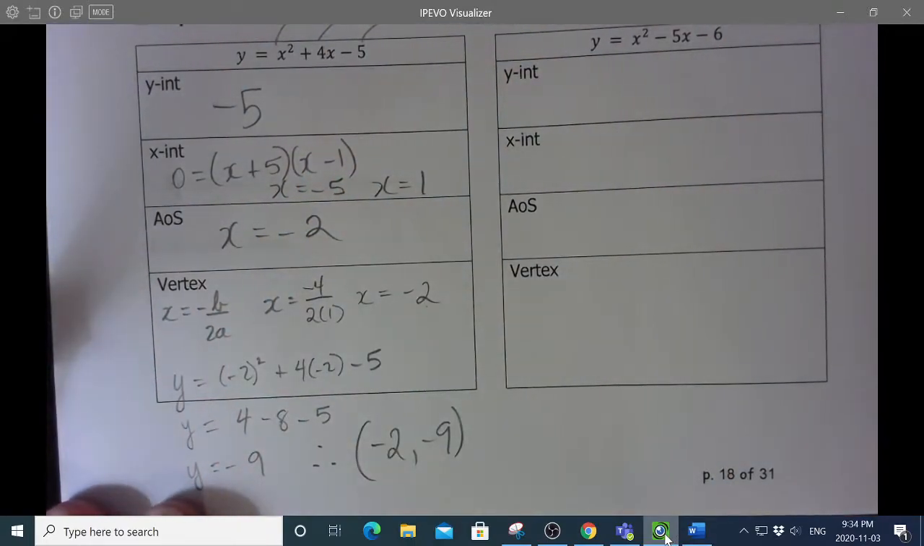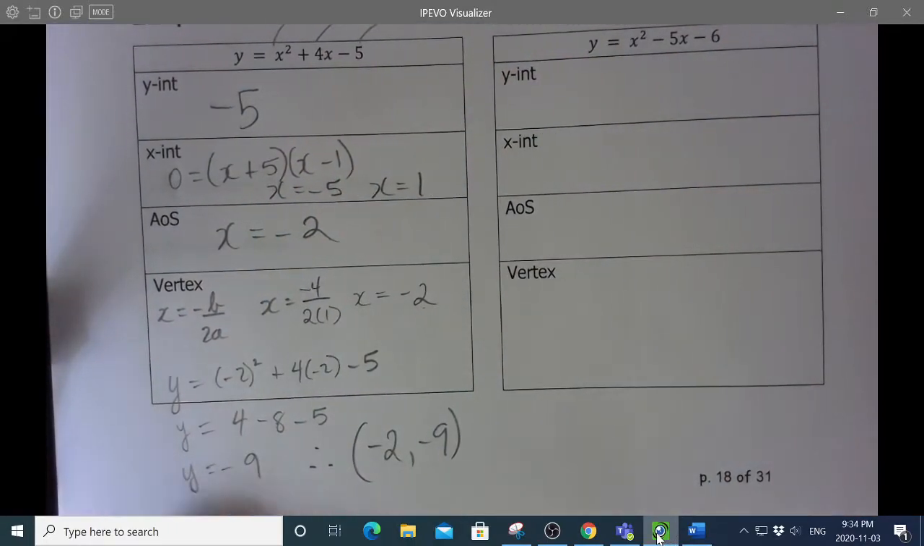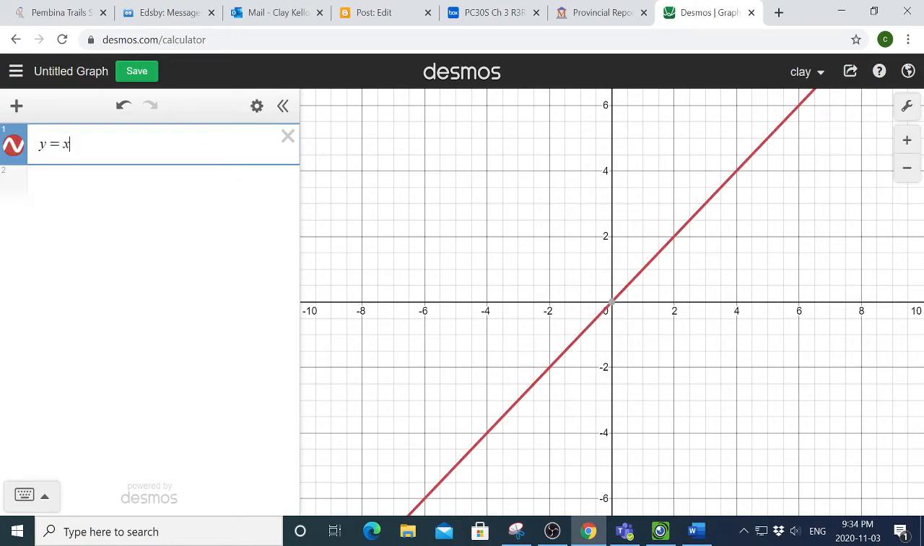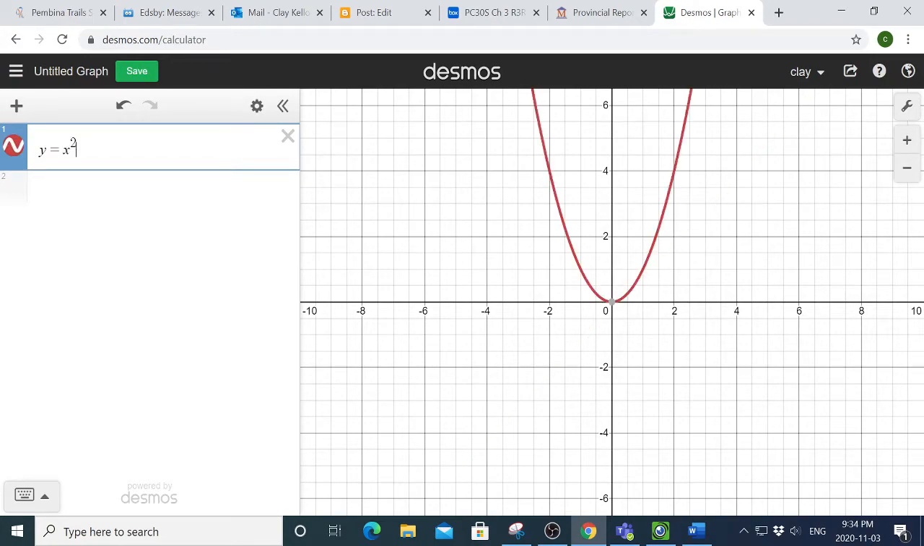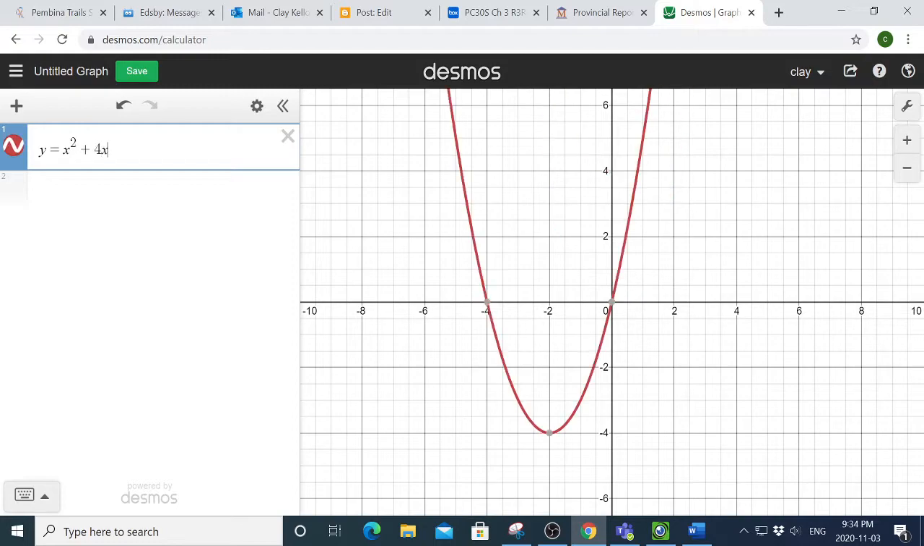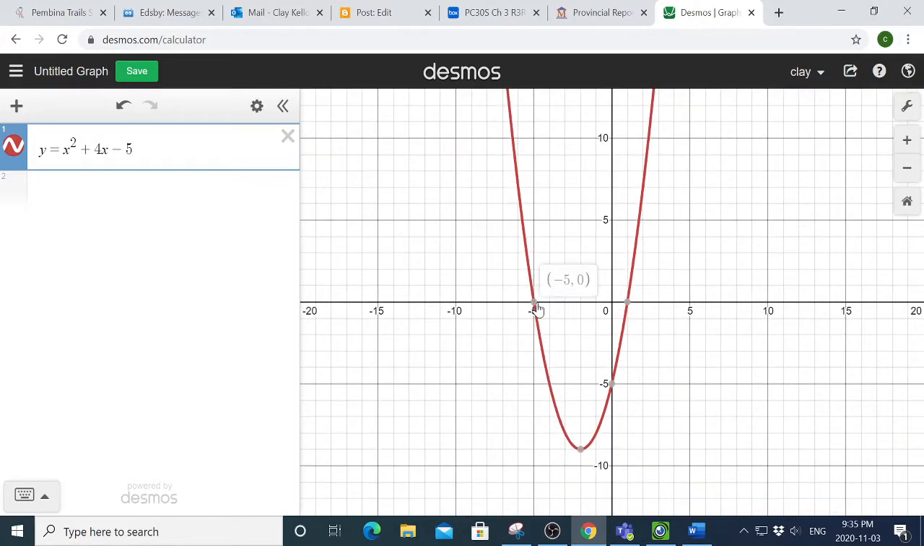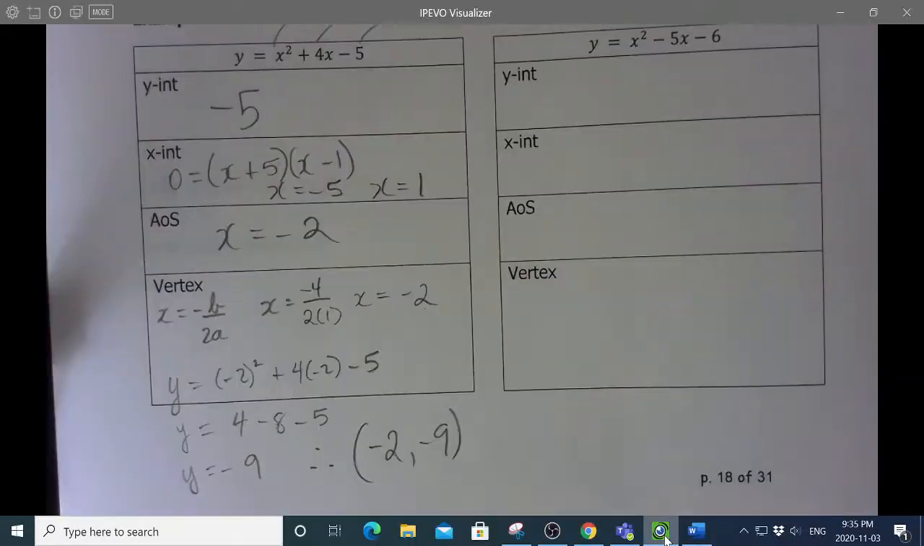Just for fun, let's check that out on Desmos and make sure we got all that right. So for Desmos, I'm going to just enter that as y equals x squared plus 4x minus 5. And let's see. We'll have to zoom out a little to see it. But our x-intercepts are -5 and 1. Check. Our y-intercept is -5. Check. And our vertex should be -2, -9. Check. So there we have it. Okay, moving on.